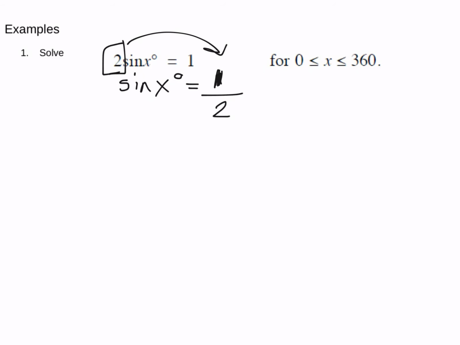Just before we move on, this means that your x values are between 0 and 360. Okay, we're not looking for anything above 360. Strictly limited to 0 to 360.